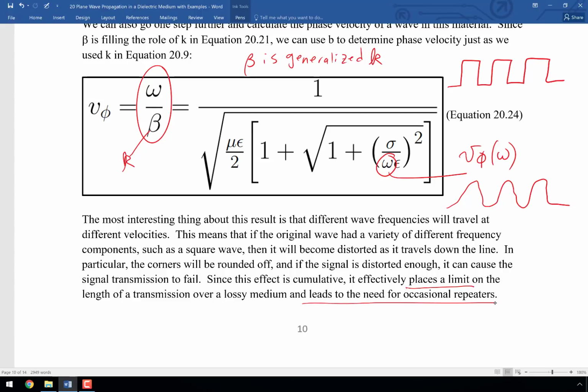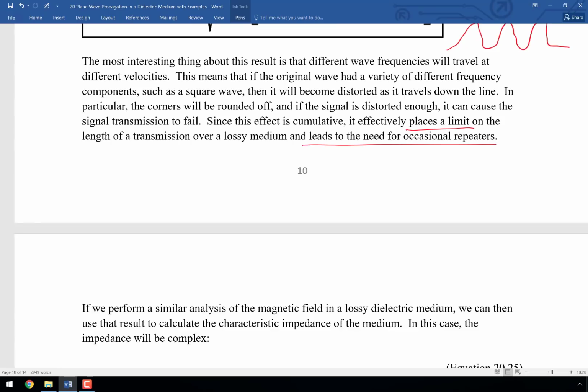and that leads to the need for occasional repeaters. Now, the frequency with which you're going to need repeaters will depend on the particular material that you're using. And if your material is good enough, it could be hundreds or thousands of miles between repeaters, but other times it could be much closer than that.